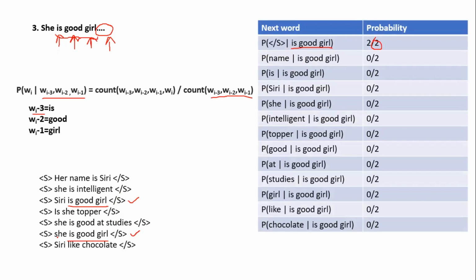So we are just taking these 3 words. No need to consider the previous one. So even though here we have Siri and here it is she, as these words are the same, we can take this probability as 2 by 2. Next, "is good girl name". No such sequence. So 0. So like that, for all the remaining words, we can take the probability as 0 by 2 because there are no such sequences. So in this way, the model will predict the next words.